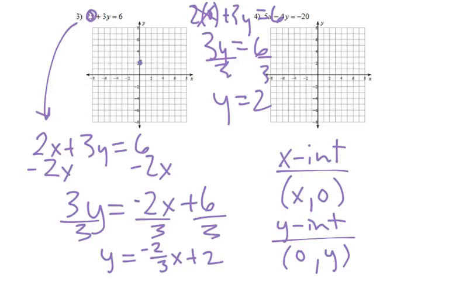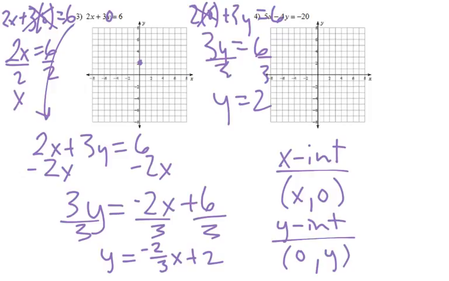So I'm showing you that there's two ways to do this. Then, to get the x-intercept, we would make the y 0, so I'd go 2x plus 3 times 0 equals 6. That cancels, so we're left with 2x equals 6, divide by 2, and we get x equals 3. That tells me the x-intercept here is (3, 0). So I'd go over here to 3 and draw my x-intercept.